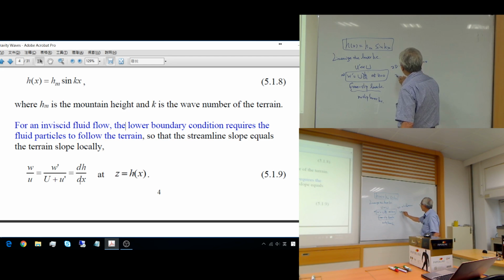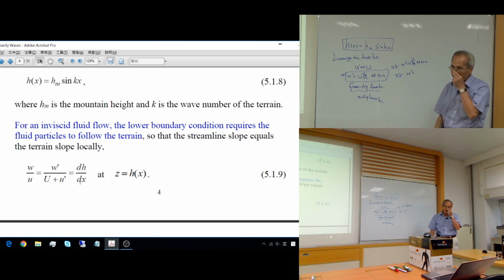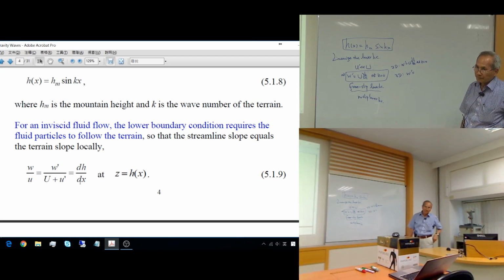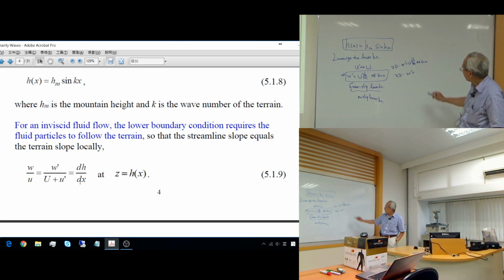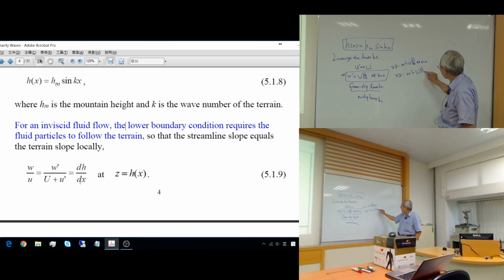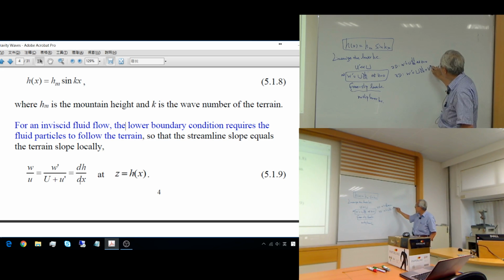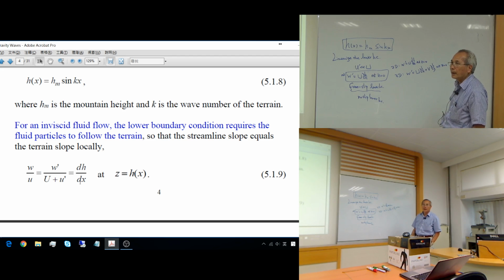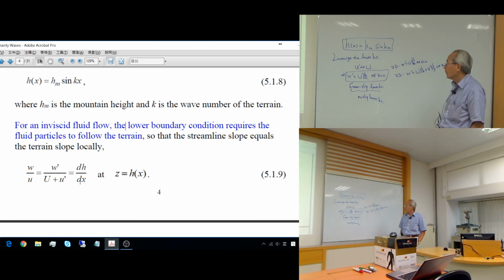For 3D, then w prime equals what? U partial H partial x plus V partial H partial y at z equals 0. You have three-dimensional flow.